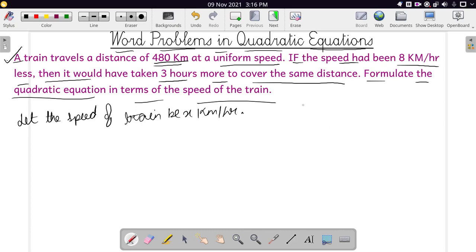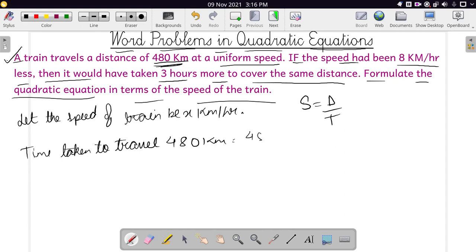So, we know speed is equal to distance by time, we all know that. So time taken to travel this distance, 480 km, what is the time? The time will be 480 by x hours, because x is the speed, right? Also time taken by the train, now this, suppose we mark it as 1.